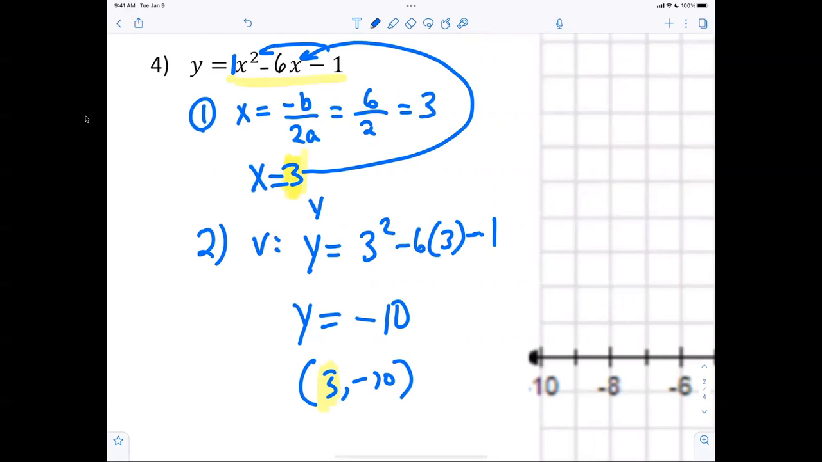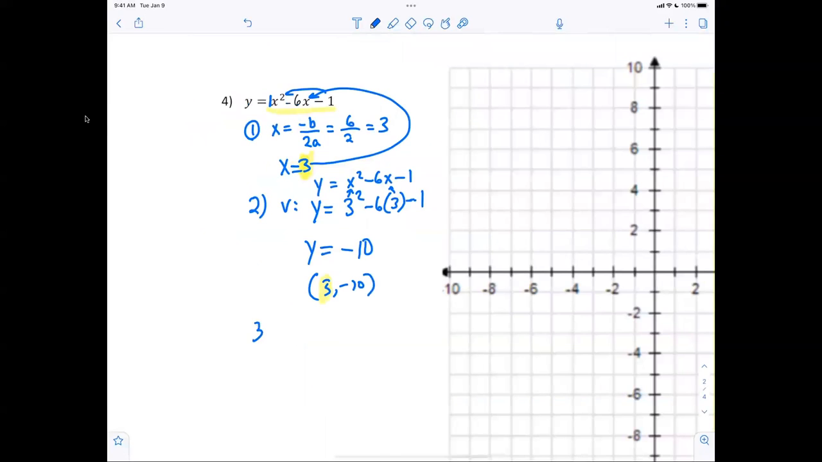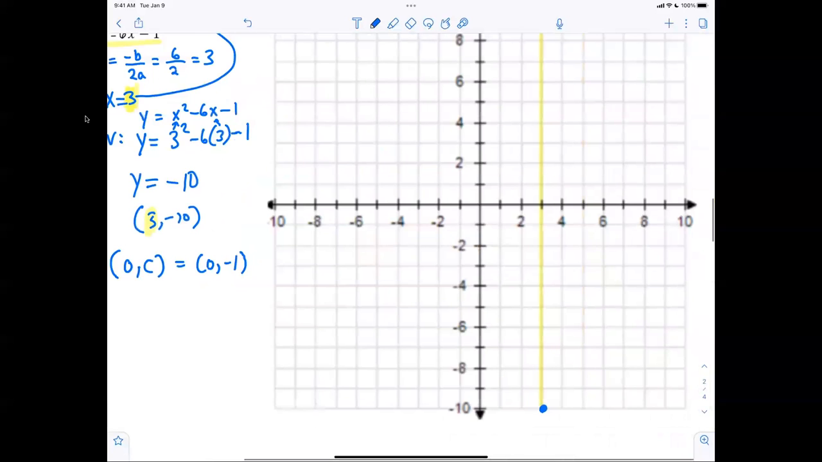So look right here, y equals x squared minus 6x minus 1. All the x values are just 3. All right, so now we have 3, -10. Now somebody tell me what the y-intercept is. 0, -1. So now everybody's graphing 0, -1.